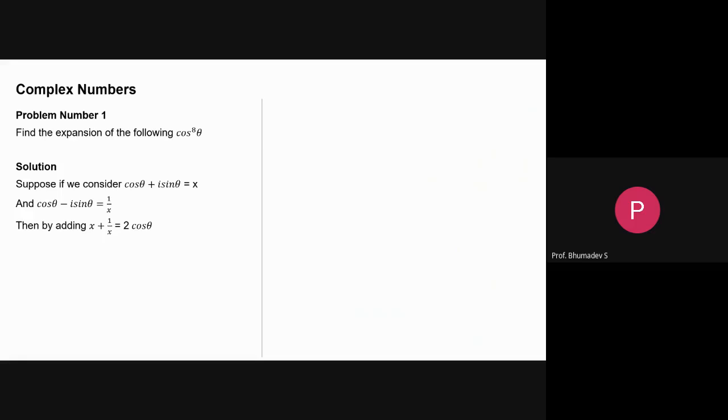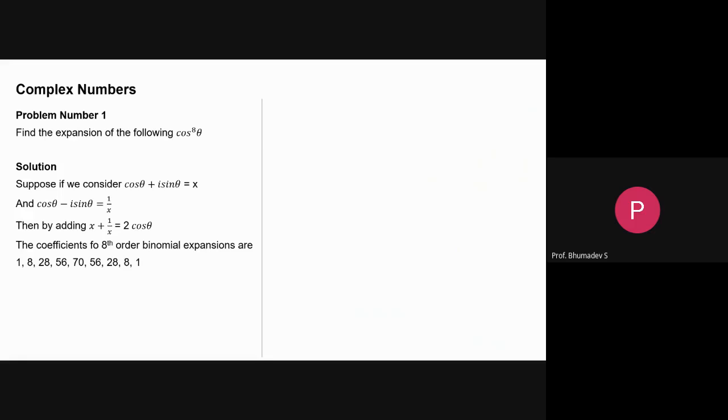But we need to find the expansion of cos to the power of 8 theta. For the eighth order, we are supposed to get the coefficients from Pascal's triangle. So the coefficients of the eighth order of binomial expansion from the previous slide we have taken as 1, 8, 28, 56, 70, 56, 28, 8, and 1. These coefficients we are going to use when we are writing the expansion.